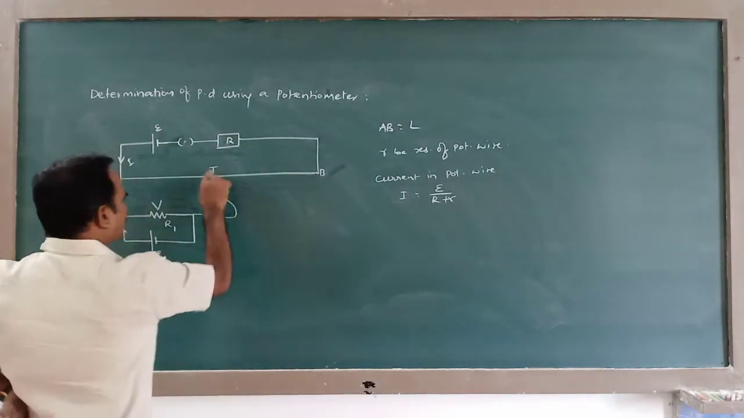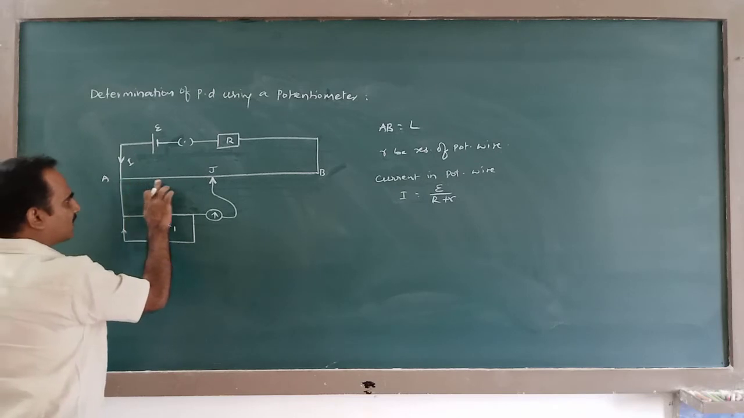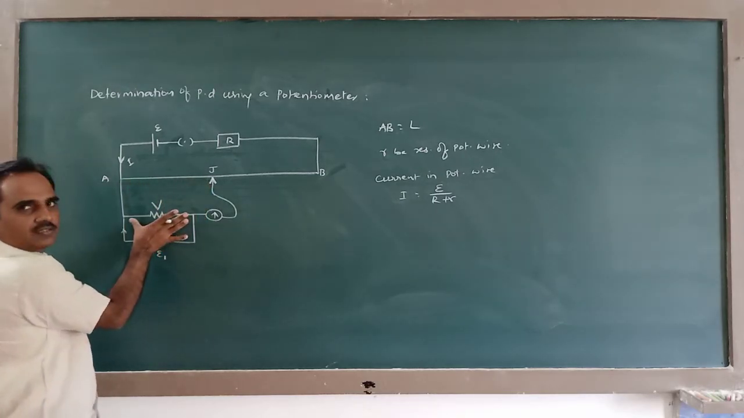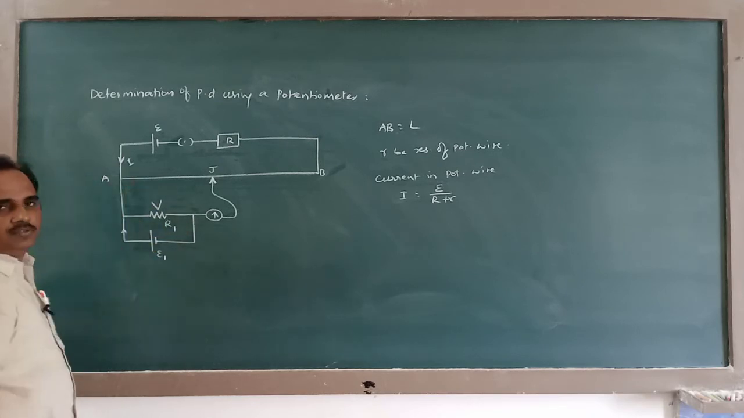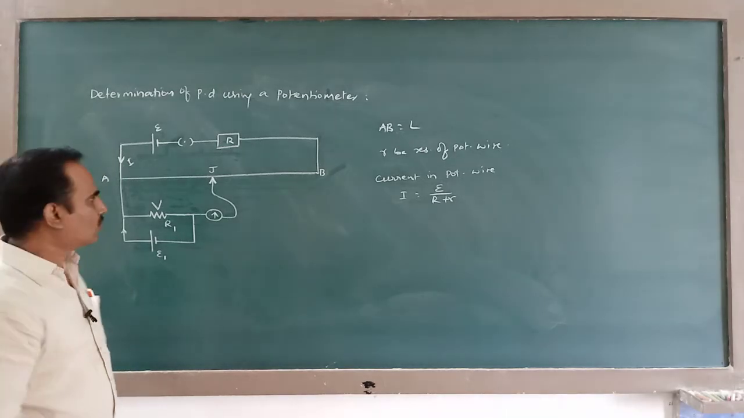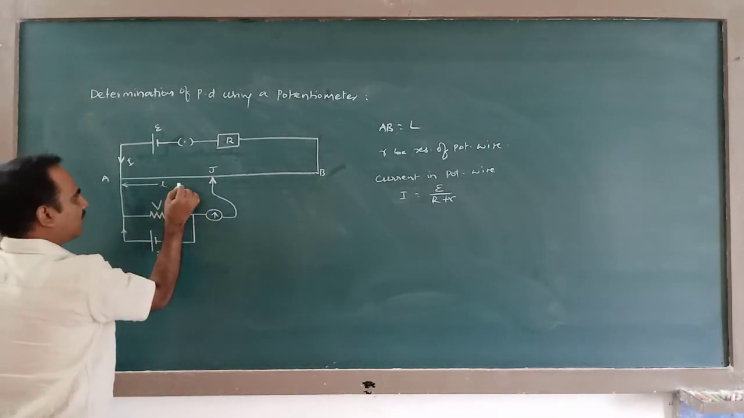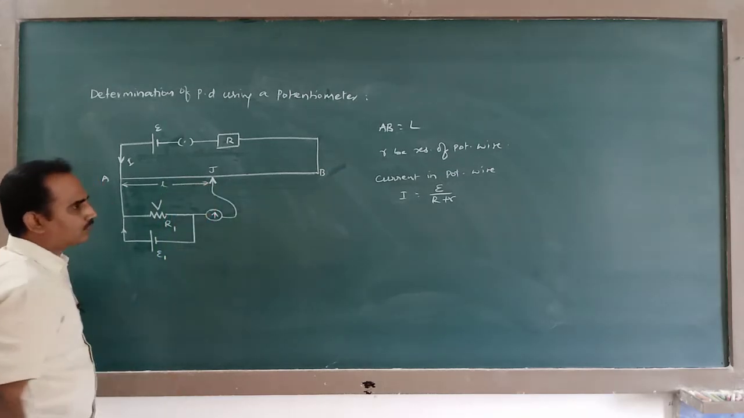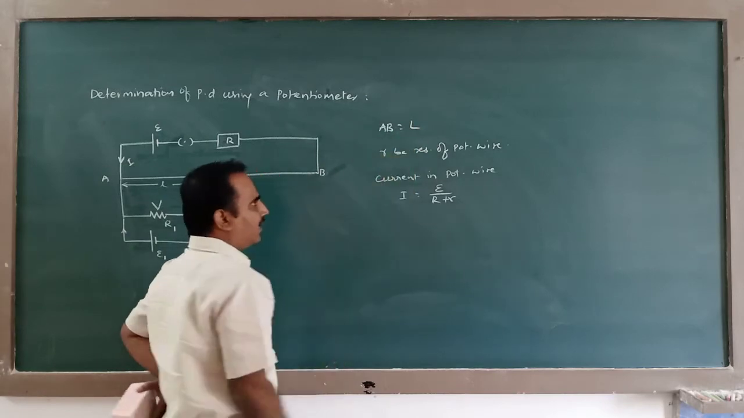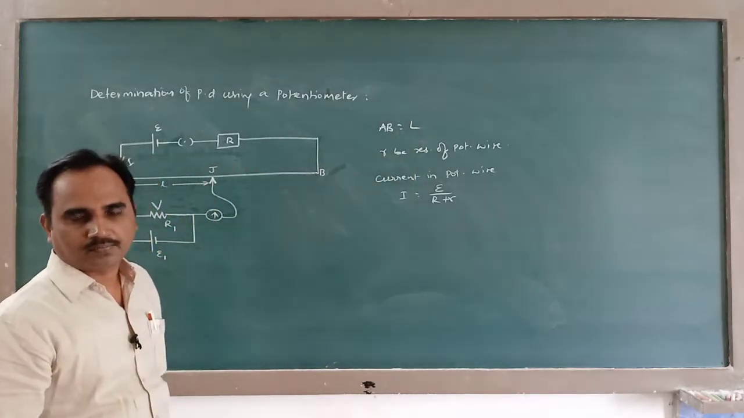So when the current through the galvanometer becomes 0, the potential difference across the wire AJ becomes equal to the potential difference across this R1. So this point is called the balancing point, and this length is called the balancing length, represented as small l. This capital L is the total length of the wire AB. This small l is the balancing length.